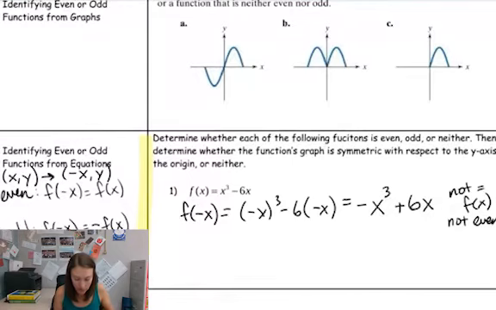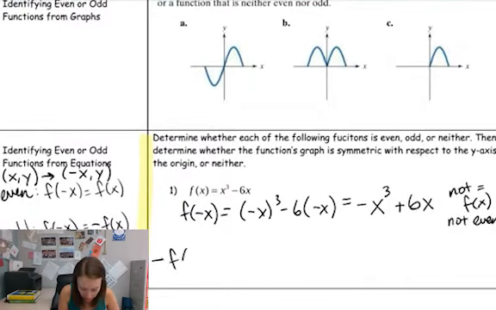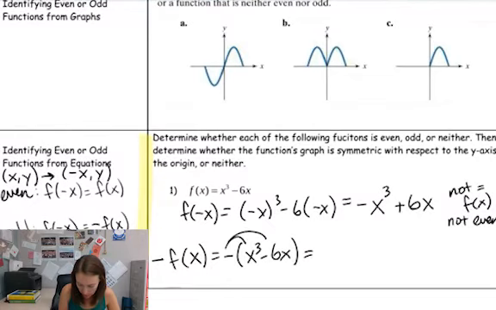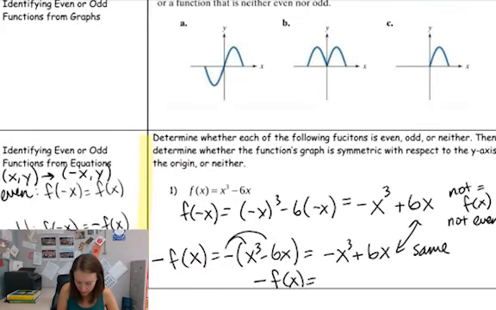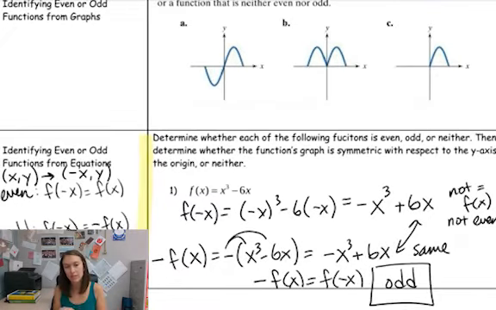Now, an odd function, if I negate the x, the y changes sign. So now, if I look at negative f of x, if I take the original function and distribute a negative through, I get negative x cubed plus 6x. If those are the same, so negative f of x is the same as f of negative x, then this is an odd function. That means when I negated the x value, the y value ended up being the opposite sign as well.